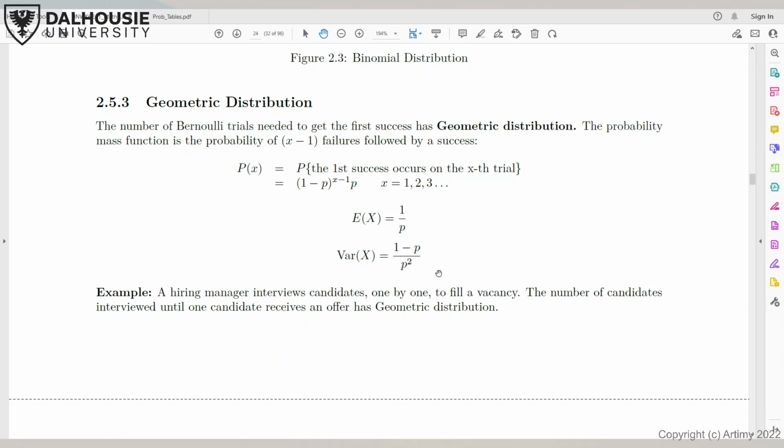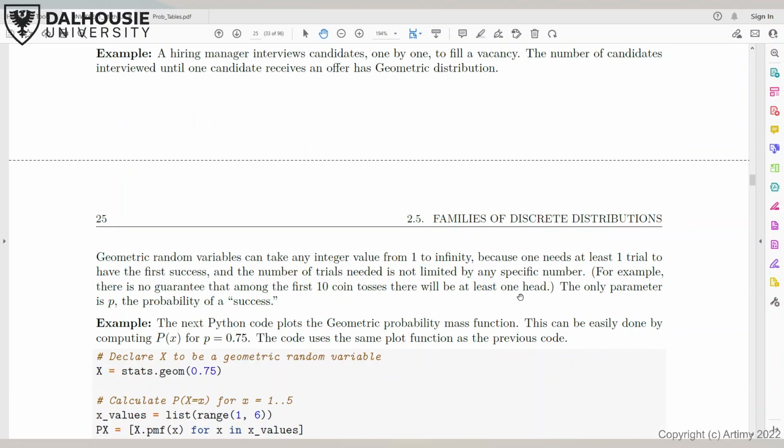The example shown here is a hiring manager who interviews candidates one by one. The manager apparently decided that the first person that I like, I'm going to hire, and I stop interviewing. That doesn't happen in reality, but let's assume that's true. So the manager needs to find the probability of the random variable.